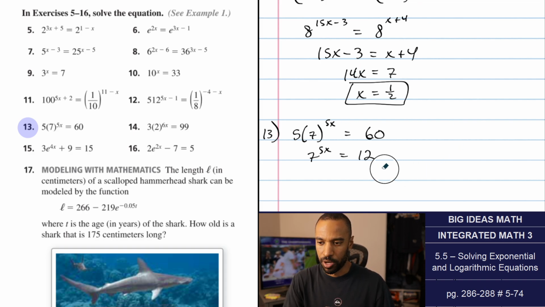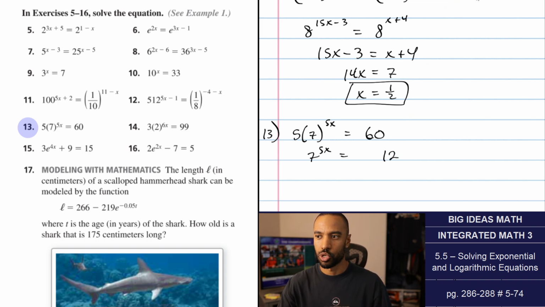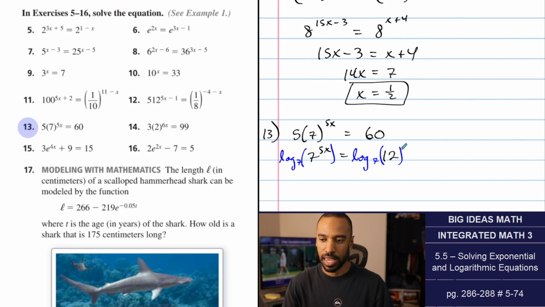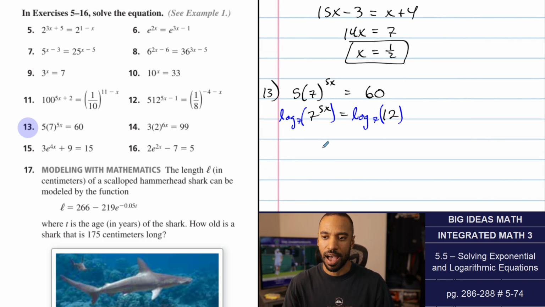I'm going to give myself some room here. I got to solve for x. I can't match these bases the way we'd want to, so we should use logarithms instead. Let's use log base 7 on both sides to ground the exponent and cancel out the 7s there. This will be left with 5x. 5x equals log base 7 of 12.